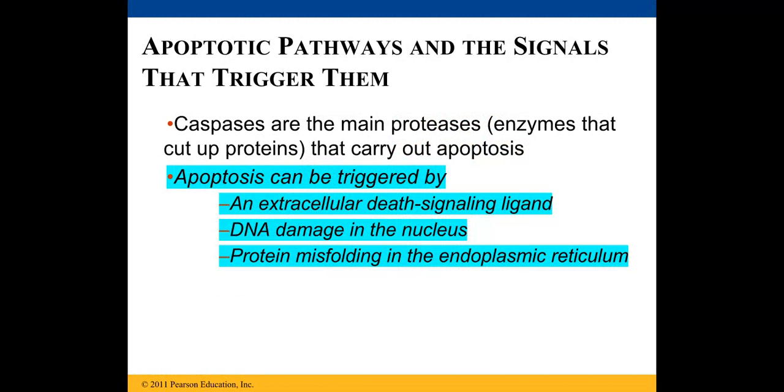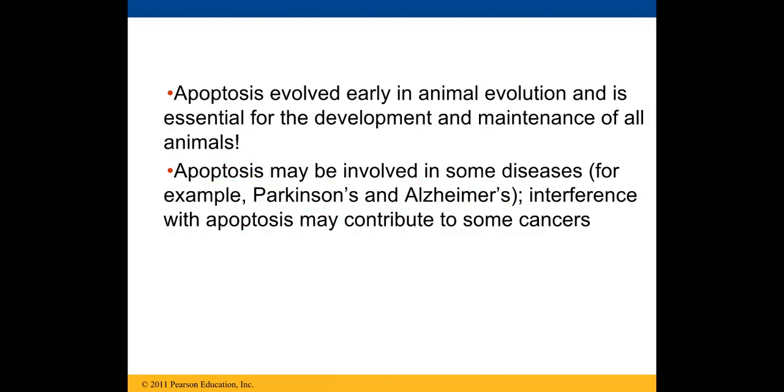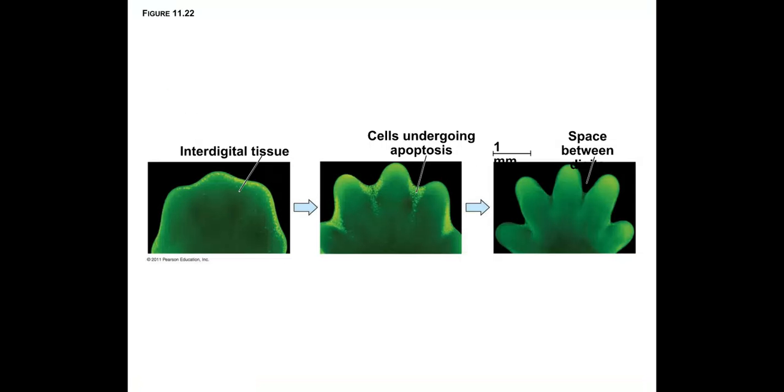And this is really important. Apoptosis can be triggered by a death signaling ligand or DNA damage or some kind of misfolded protein. We know it's important for animal development, and it also can be involved in some diseases like Parkinson's and Alzheimer's. So here's an example of apoptosis.